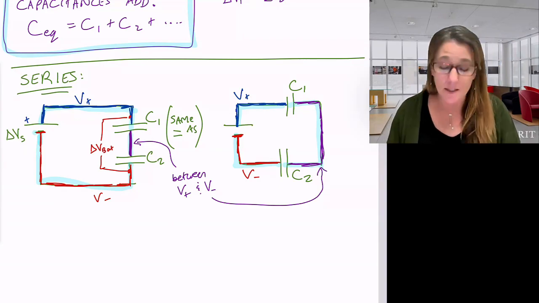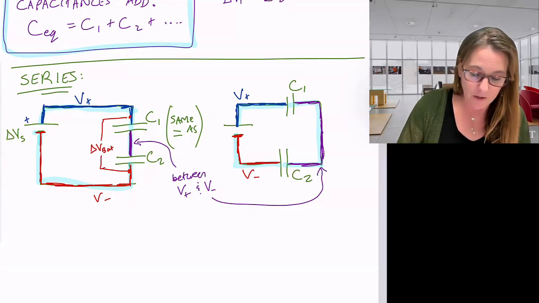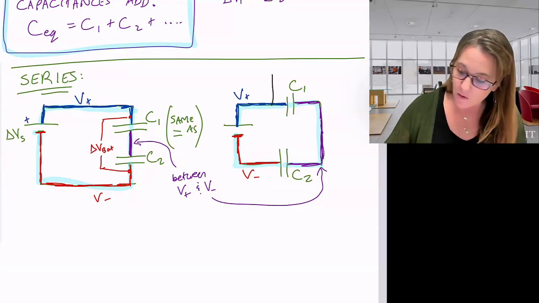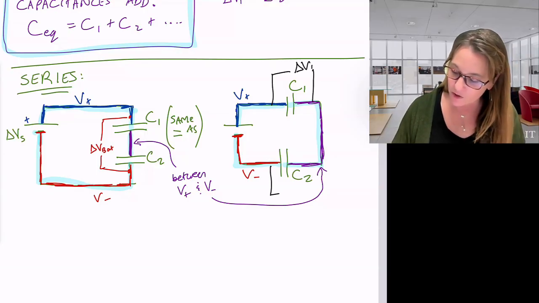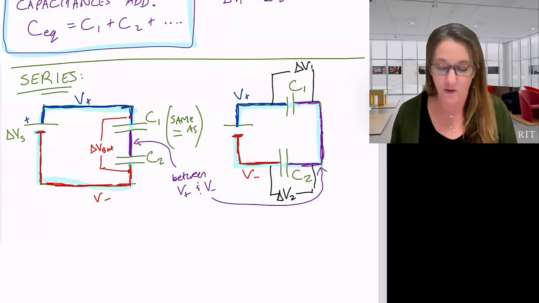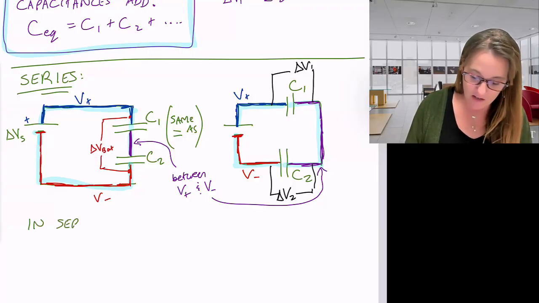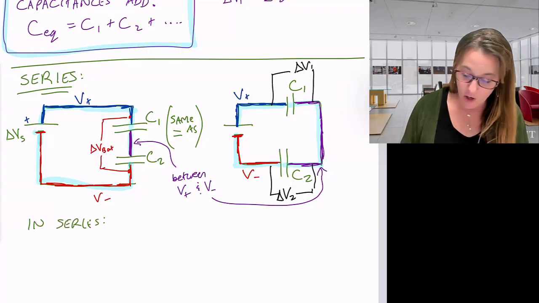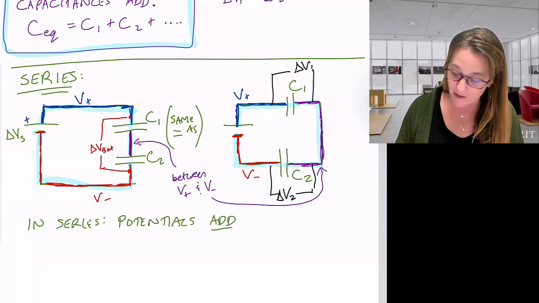But what we can say is that the voltage drop across C1, delta V1, and then the voltage drop across C2, delta V2, those will have to add to the total. So this is a key result, which is that in series, our potentials, our voltage drops, are going to add.